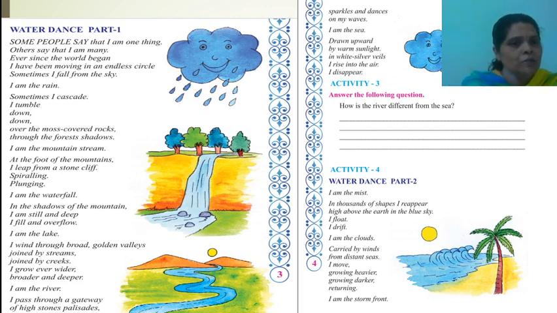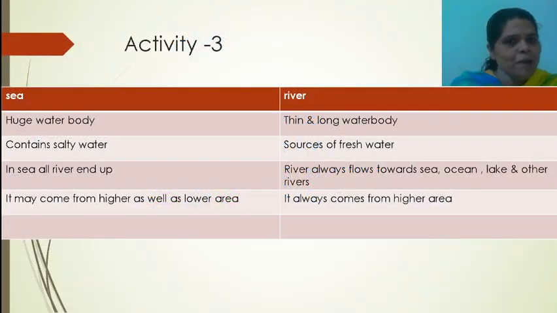Here is a question. How is the river different from the sea? River sea से different कैसा है? क्या है different? कौन बोलेगा river sea से different? I am giving some clue here. What is sea? A huge water body. And what is river? It is a thin and long water body. The sea contains salty water, but the river is the source of fresh water.